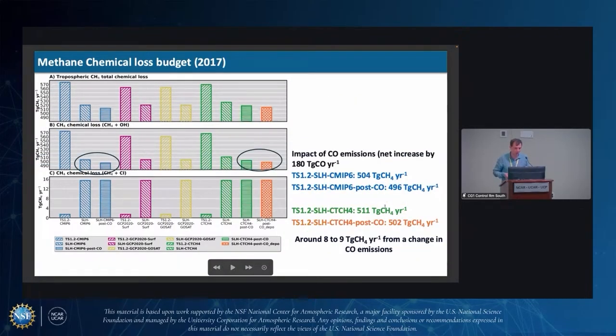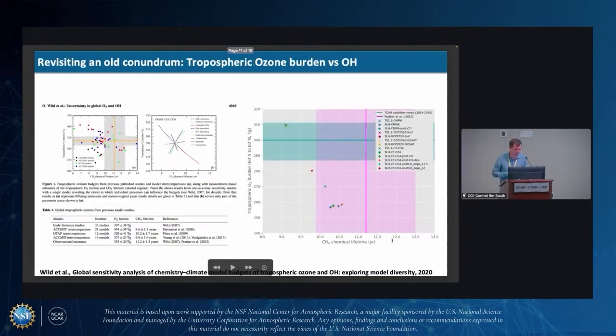Now, if you do another sensitivity where you use a different set of CO emissions, you can have up to 9 teragrams of methane change, which is mainly appreciated in emission-driven simulation. So Wild et al. did lots of sensitivity comparisons of tropospheric ozone burden versus methane lifetime, where they look at emissions, isoprene emissions, lightning NOx, and deposition, and other things.